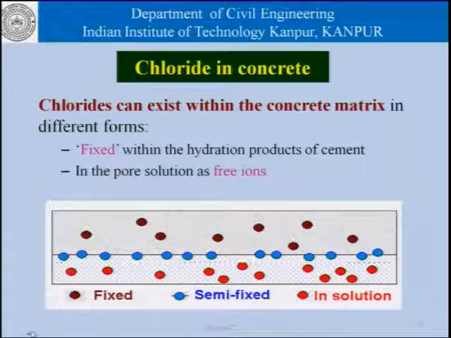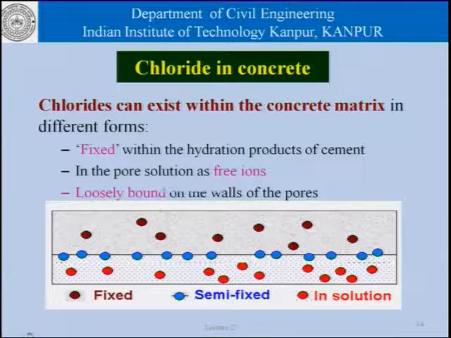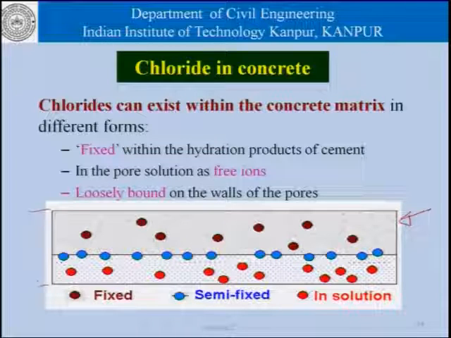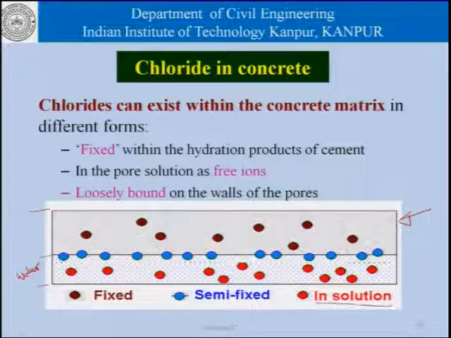Then, of course, there are chlorides in the pore solutions, and they are basically free chlorides. And finally, there are loosely bound chlorides on the walls of the pores, and this is what is diagrammatically represented here, where we have a pore, and this is a large pore which is partially saturated with water. So, we can say that this much is water and this is, let us say, air, and within the pore solution we have these chloride ions which are in solution, and therefore, they are highly mobile.